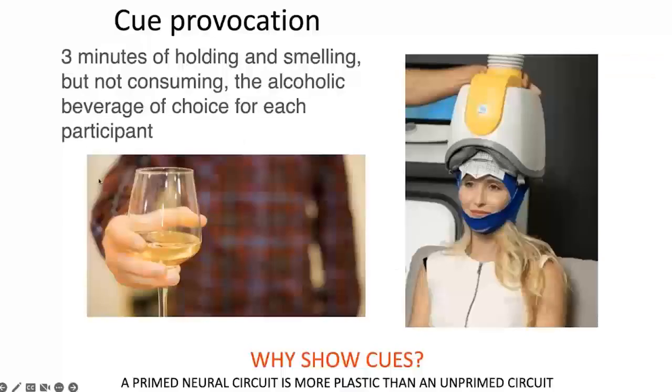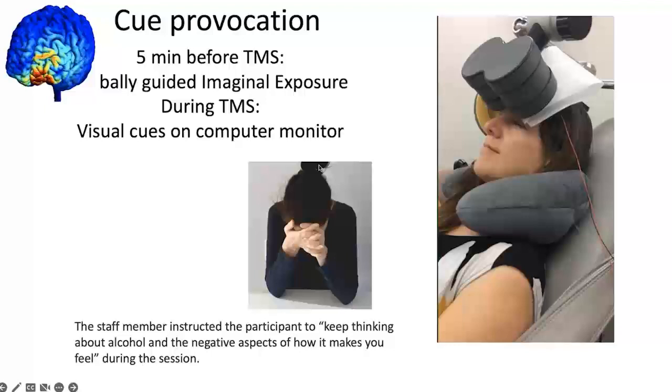In one case, they used 3 minutes of holding and smelling the beverage, but not actually consuming it. So the person has the beer or the glass of wine right there in their hand while they're receiving the TMS. And in the other case, in our case, we had people actually think about when was the last time you were drinking. And our prime was keep thinking about alcohol and the negative aspects of how it makes you feel.